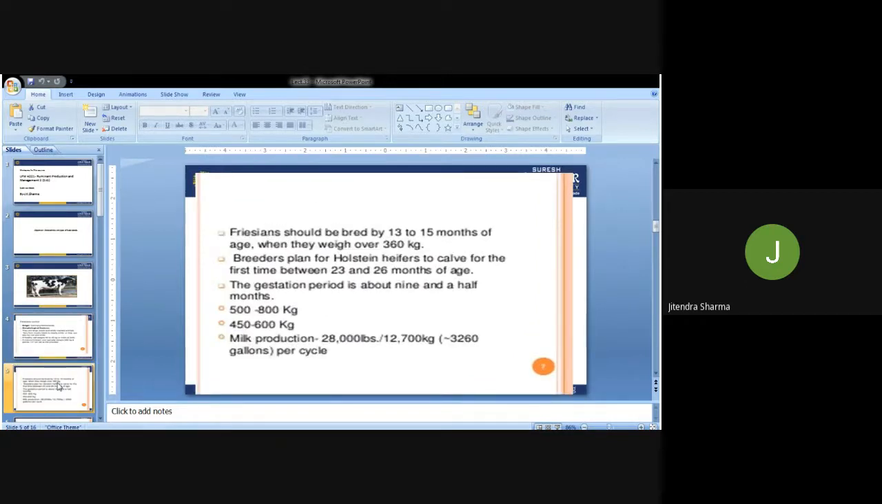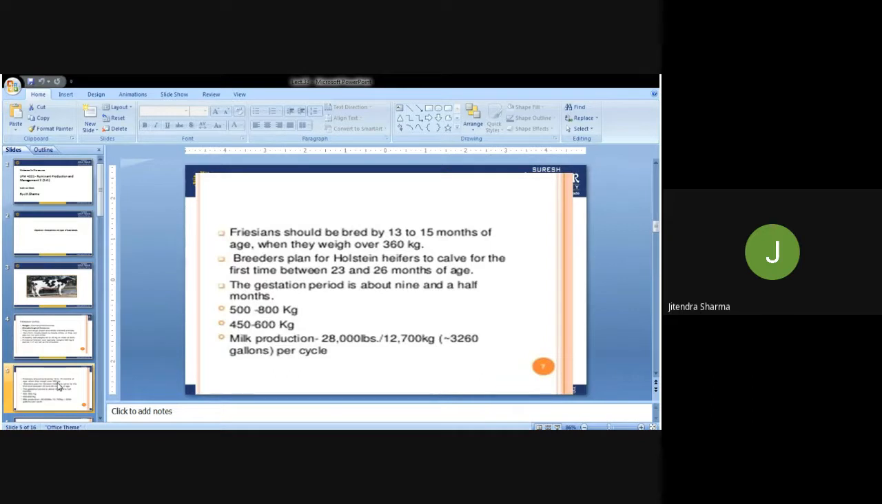Friesian should be bred at 13 to 15 months. It means at the first calving, the age is around 22 to 25 months, and their weight is around 360 kg. At that time we have the opportunity to breed them, because they manifest their heat then. The breeders plan for Holstein to calve for the first time between 23 to 26 months of age. The gestation period is about 9.5 months, and generally the body weight is 500 to 800 kg for males and 450 to 600 kg for females.